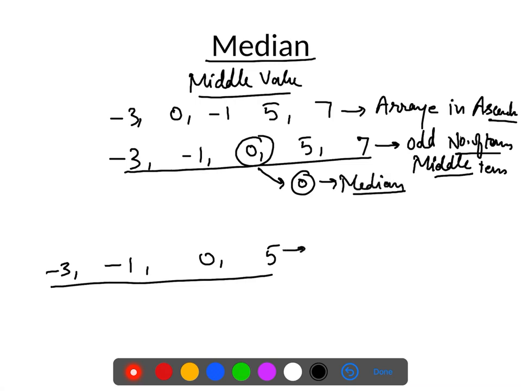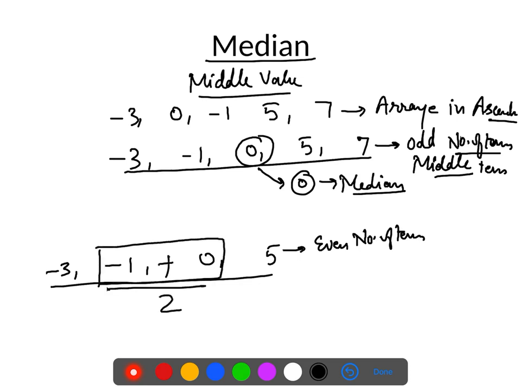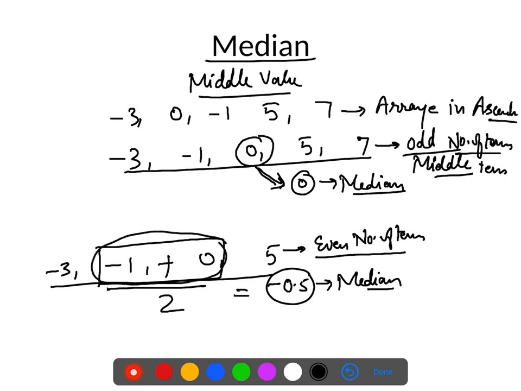And if the number of terms is even, then there is no middle term. If you see, just pick the two middle terms and take their average. So negative 0.5 becomes the median here. Okay, I repeat, if the number of terms is odd, just pick the middle term, there will be some middle term, that will be your median. If the number of terms is even, there won't be any single middle term. Pick the two middle terms and take their average. That becomes your median.